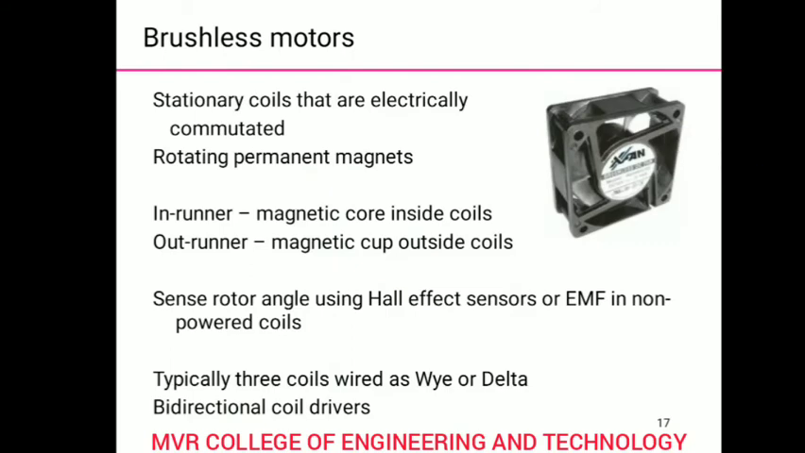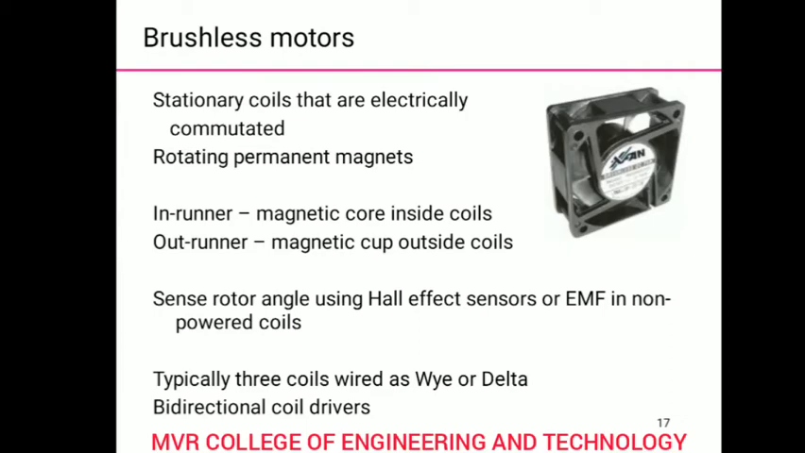So you can see here brushless motors. You will see these brushless motors in CPUs. If you have any desktop, there will be a CPU, and in the CPU backside there will be a fan. These fans are operated with brushless motors. Here you can see stationary coils that are electrically commutated and rotating permanent magnets. So the stator coils are electrically commutated.